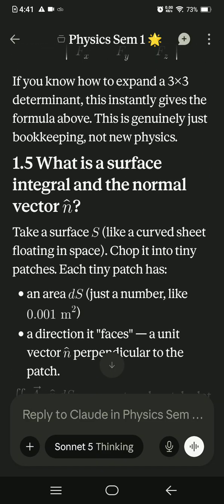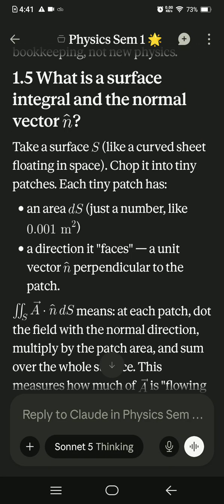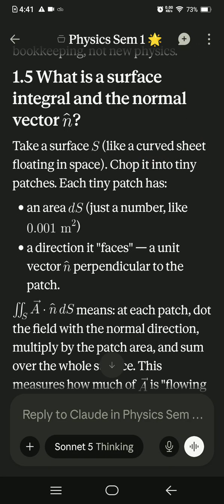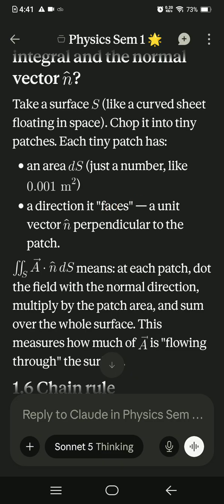Fine. So what is surface integral and normal vector n? Take a surface S like a curved sheet floating in space. Chop it into tiny patches. Each tiny patch has an area dS, just a number like 0.001 meter square. Okay, a direction it faces, a unit vector n cap perpendicular to the patch.